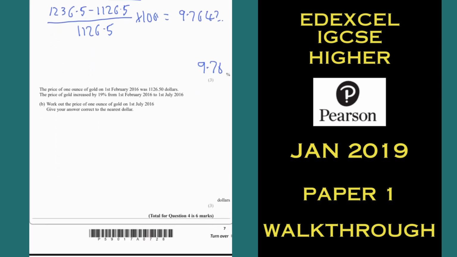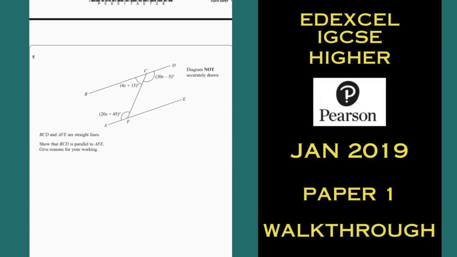Next one, just a straightforward. It's not a reverse percentage, as you might be expecting that after part A, but it's not. It's straightforward. The price of gold increases by 19%. It was originally, as you can see, on the 1st of February 1126.5. What is it on the 1st of July? So 1340.535, yada, nearest dollar, $1,340.